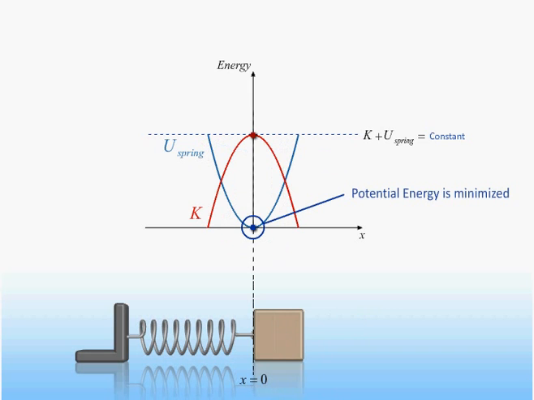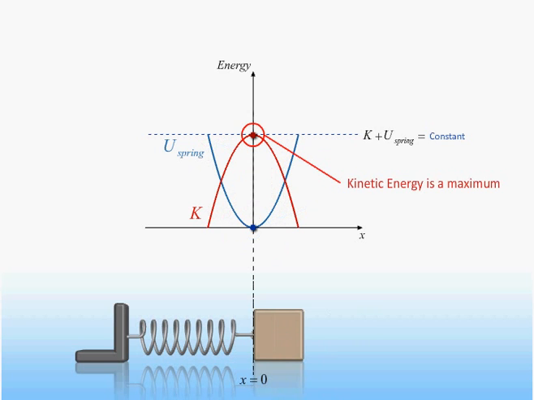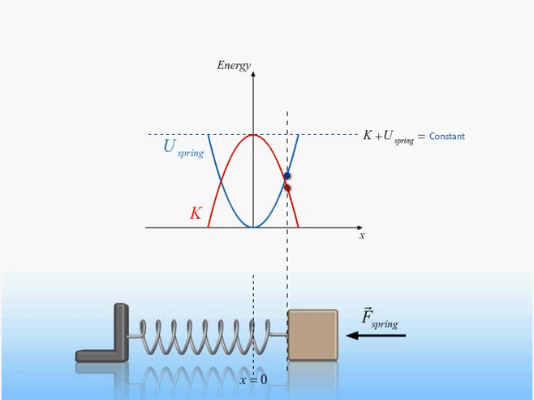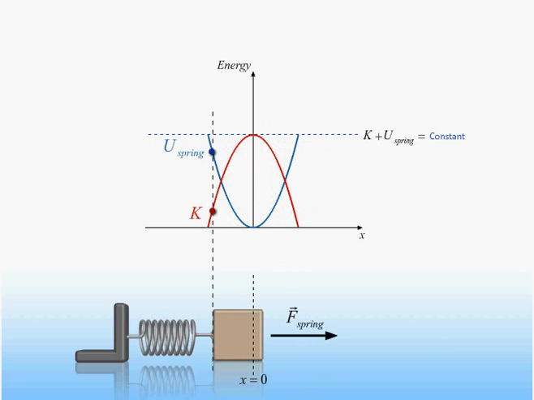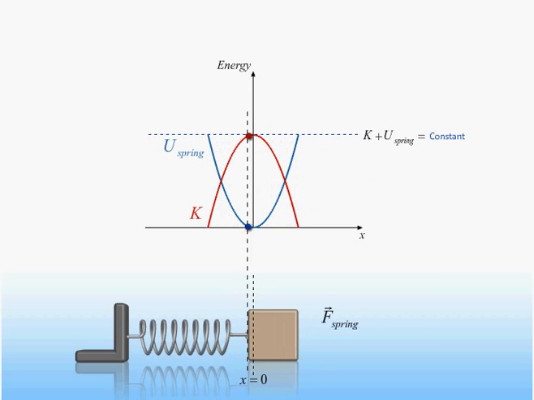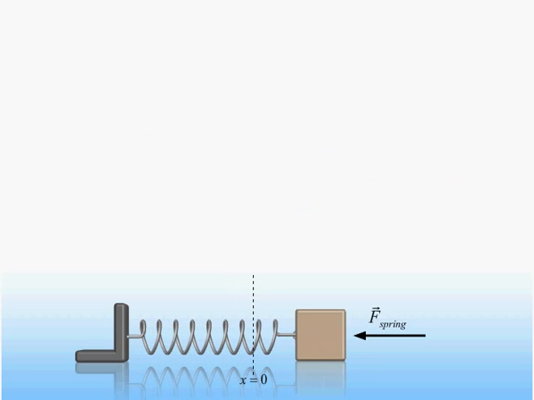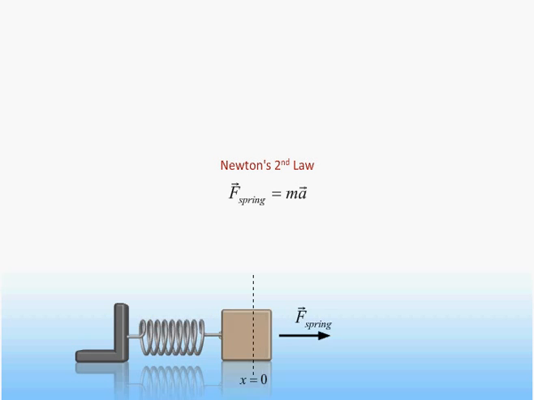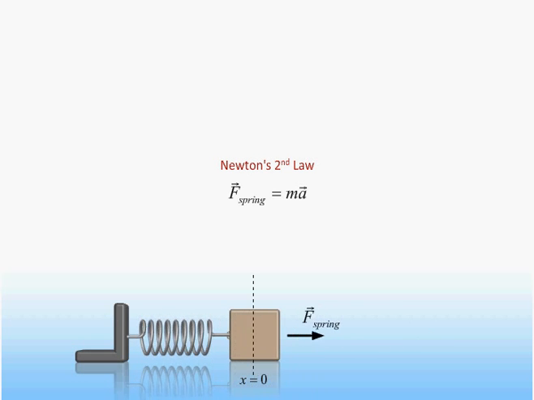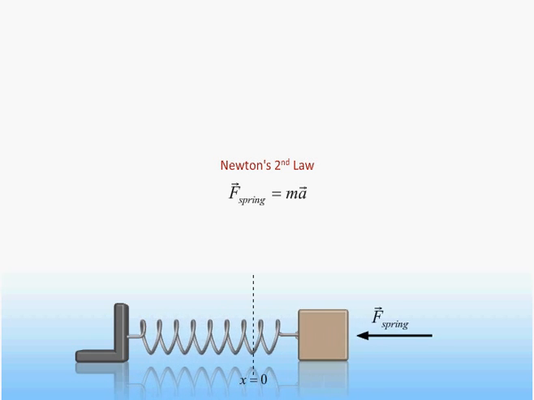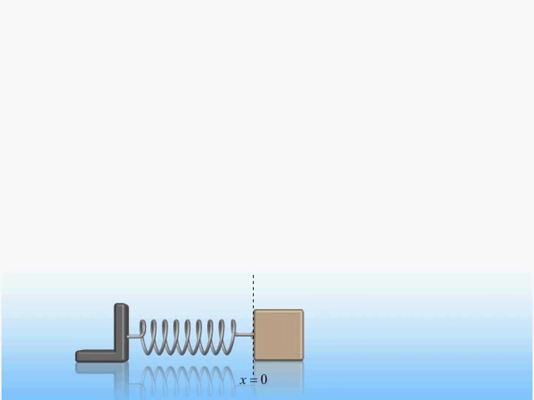Similarly, since the potential energy of the spring is minimum at its equilibrium length, the kinetic energy of the mass will be a maximum at this point. As the mass oscillates, it continuously trades potential energy for kinetic energy. On the next slide, we will use Newton's second law to build the quantitative description of this simple harmonic motion. Before moving on, though, we need to make one important point.